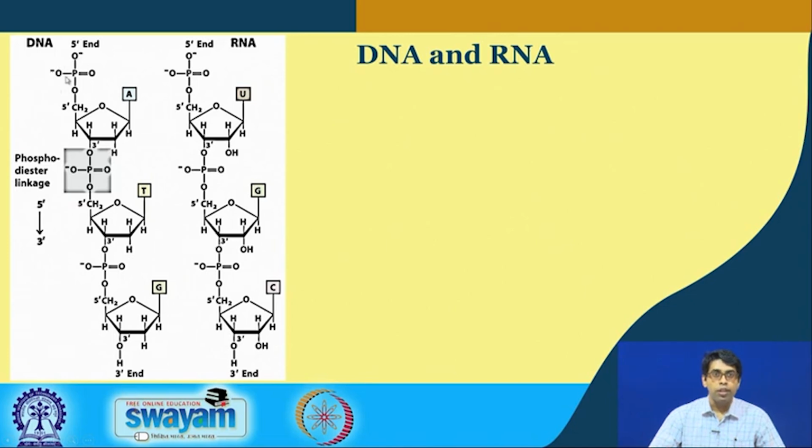This phosphate is attached to the 5 prime carbon. So, this is referred to as the 5 prime end, and this OH is on the 3 prime carbon, and this is referred to as the 3 prime end. So, just like a protein where we have the N terminus and the C terminus, in case of DNA or RNA we have the 5 prime end and the 3 prime end.